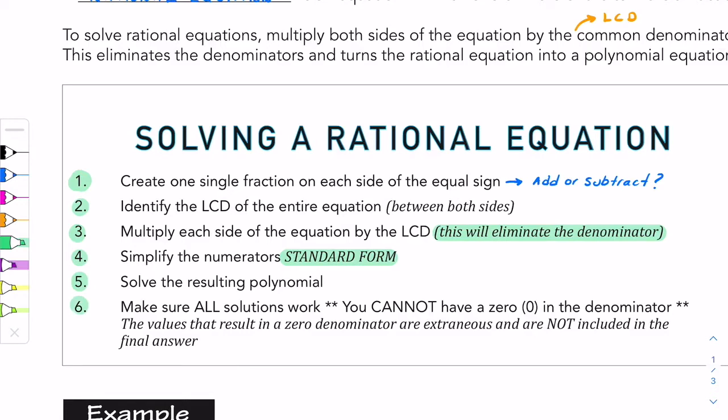So we've done problems like this earlier in the year when you have to test your solutions, make sure they all work. If they don't all work, then you have to get rid of them. In this case, you cannot have a 0 in the denominator. So when you test your solutions, if you end up with a 0 in the denominator, you need to eliminate that solution. You do not include it in the final answer.